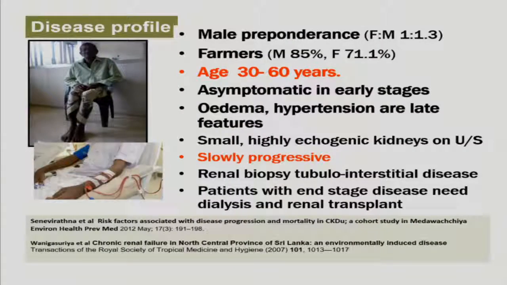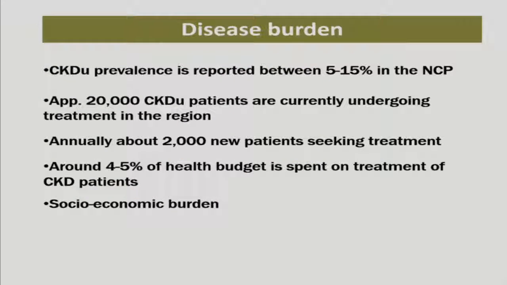Just to give you an overview, the disease has a male preponderance. The majority affected are farmers. People who are affected are usually at a younger age than in diabetic kidney disease, asymptomatic in the early stages, and the disease is slowly progressive, and the renal biopsy shows tubulointerstitial disease. And end-stage renal disease needs dialysis and renal transplant.